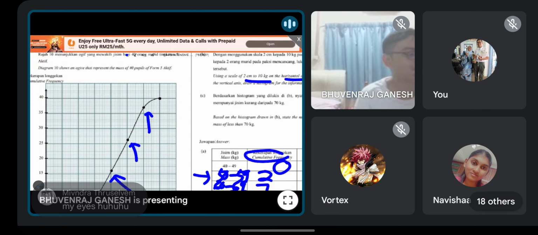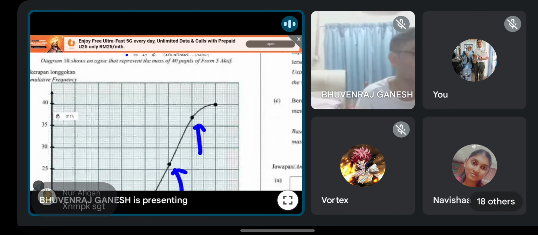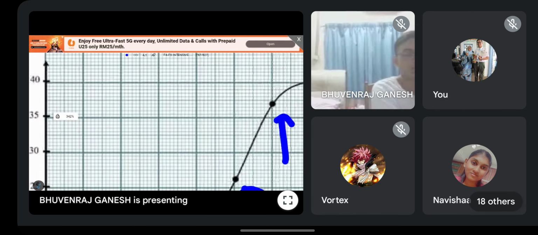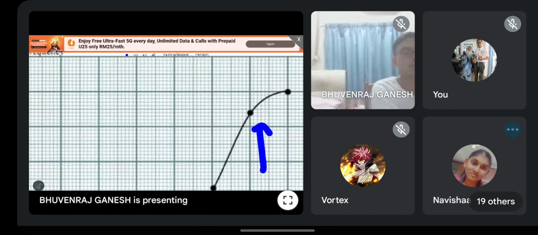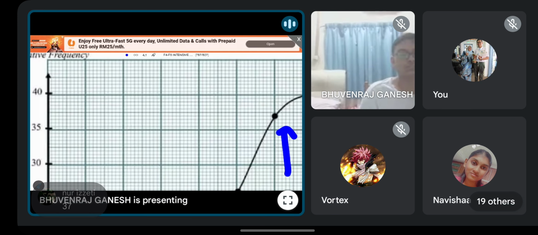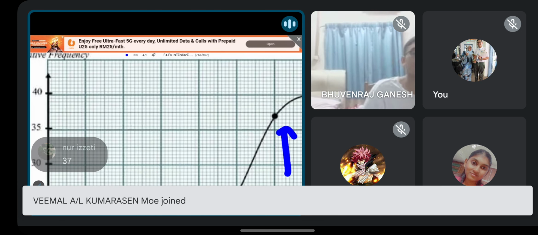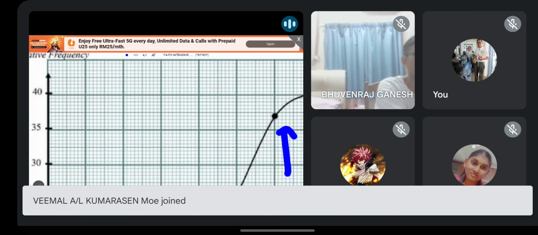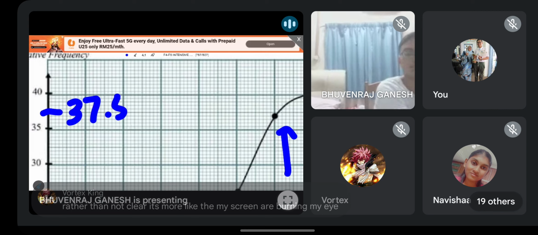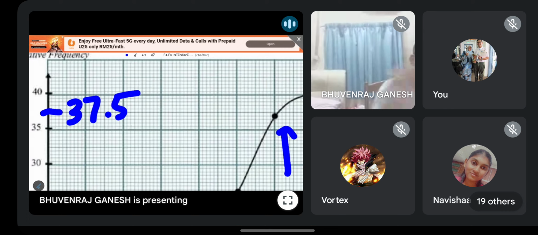Is it not clear for you all? Because here it's quite clear. Wait, let me zoom in. What is this one? Yang ni. Kedua terakhir. Dah. You can see now. Yeah, 37. Okay, guys. Middle point 37.5. Kat sini. 37.5. I think your brightness too high already. So, satu jarak ke bawah 37.